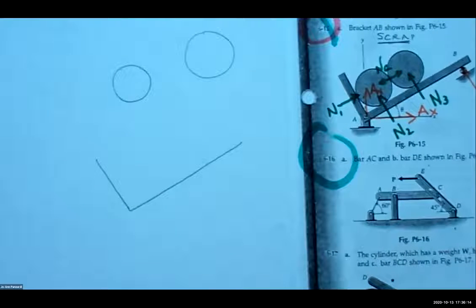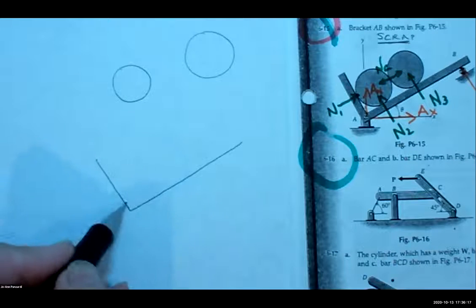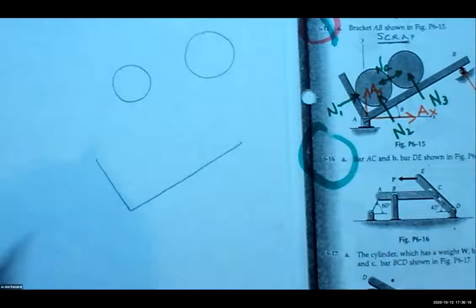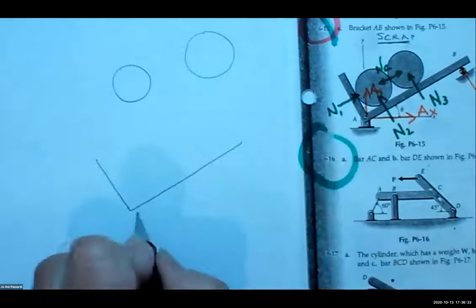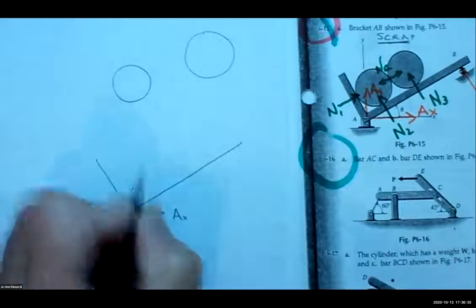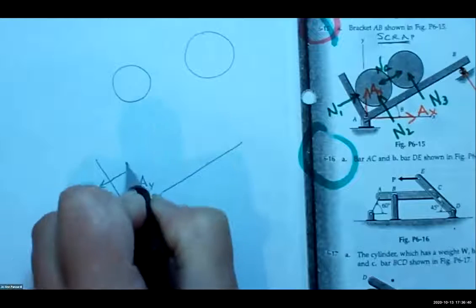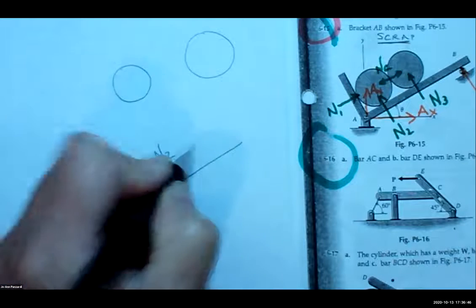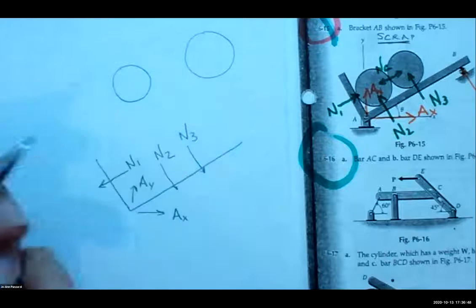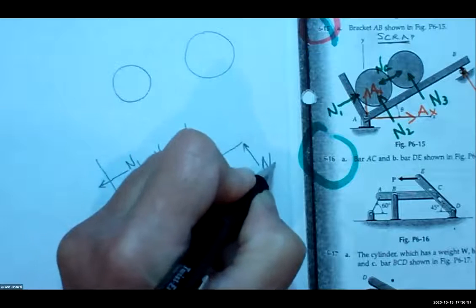Jordan, for the bracket, if I'm just drawing a free body diagram of the bracket, what do I draw? You're on mute. The pin, which is AY, AX. Great. AY and AX, the normal forces and the angle. Right? The normal coming down here, which is normal 1. The normal coming down here, which is normal 2. The normal coming down here, which is normal 3. And then I have that here.